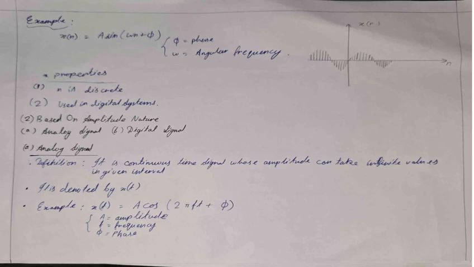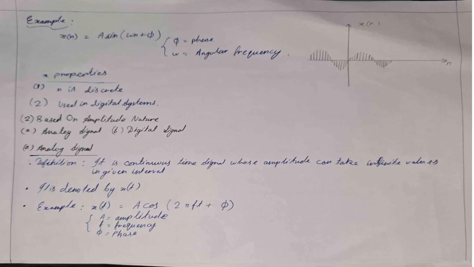The graph is absolutely discrete and every point is separated from each other. Now we will discuss the properties. 1. Here n is discrete and it is used in digital systems. Now we will discuss the types of signals on the basis of amplitude nature. The first type is analog signal, the second type is digital signal.